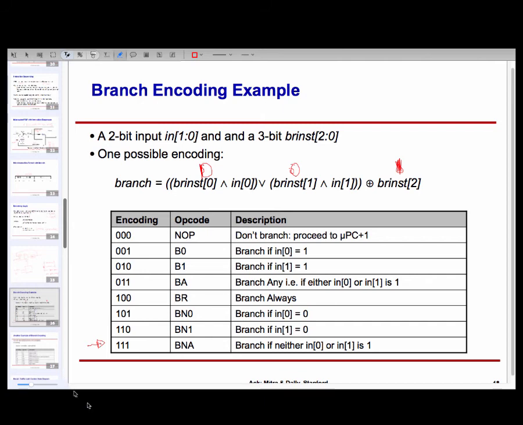So firstly, which one of these encodings are you going to use if you just want to proceed in a normal state? I just want to move from one state to another state. The very first one, so no branching taking place.